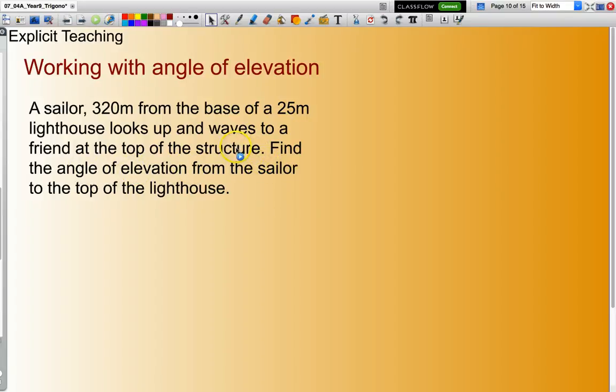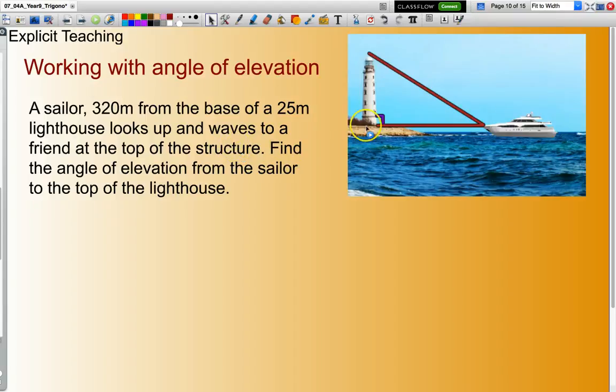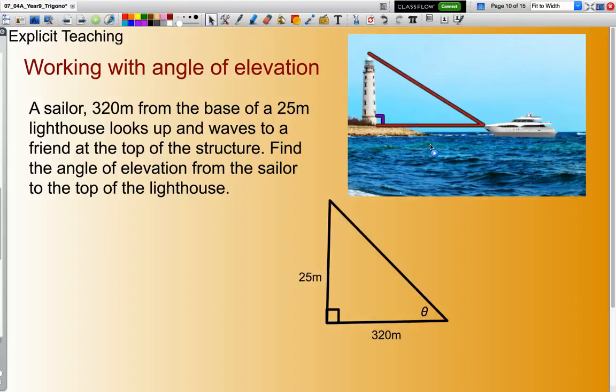Well, I'll draw a picture here to represent this in reality. Here's my sailor in their boat, or is that a ship? I'd probably say it's a boat. 25-meter lighthouse. They're looking upwards, so there's an angle of elevation in here, and they are 320 meters from the base of the lighthouse. Okay, so we can represent that quite simply with a right angle triangle, and there it is.